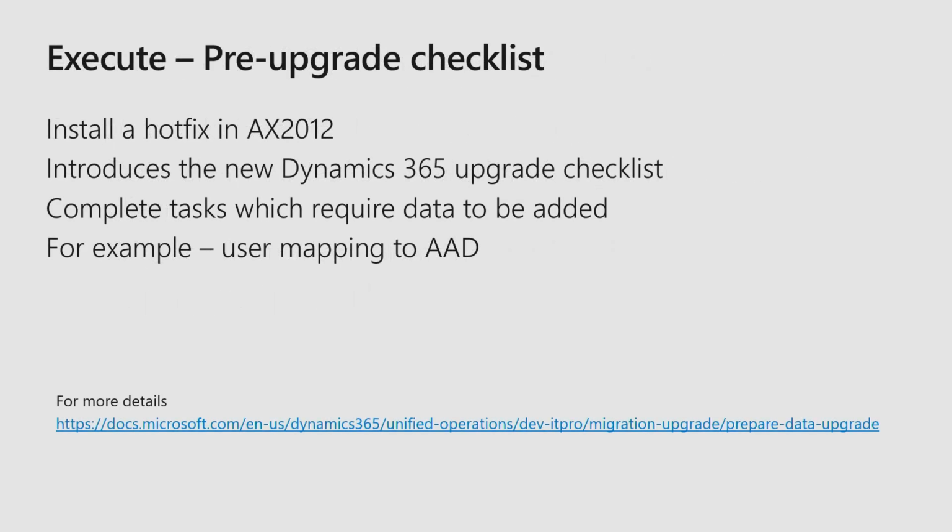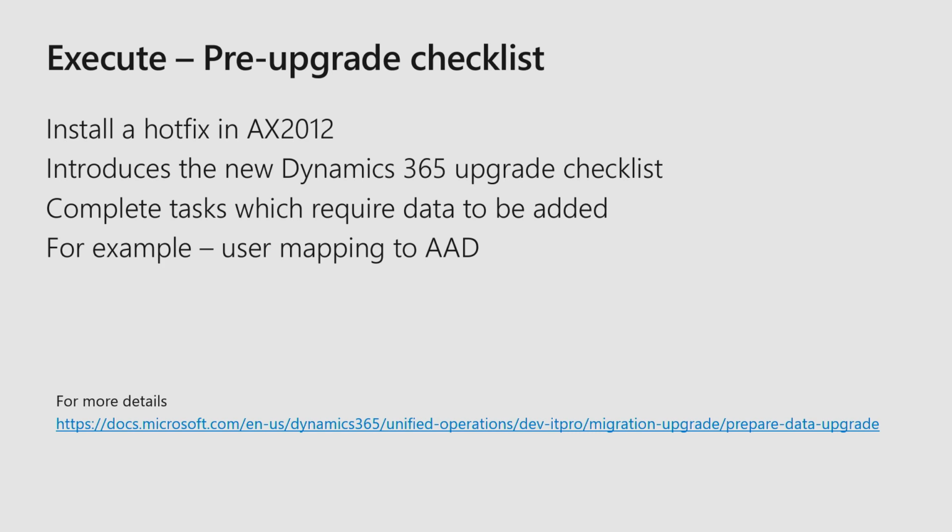So in terms of the pre-upgrade checklist, as I mentioned, we have a hotfix. You install the hotfix. It's a fairly simple experience, click next, like a workflow. You go through all the steps, and once you're done, that's when your database is ready. So what we do is, we look at a few elements and prep those elements for the D365 side.